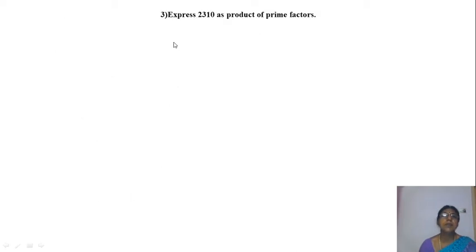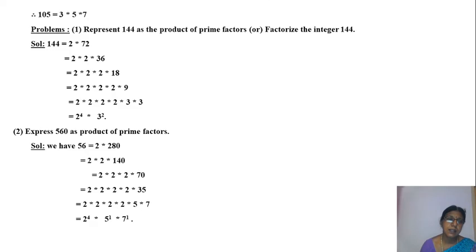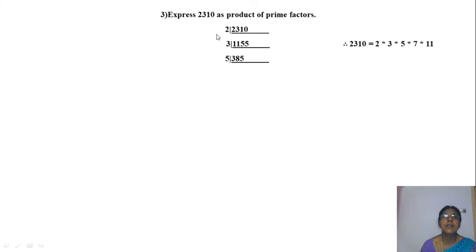Now you see the next one. Express 2010 as a product of prime factors. Okay. This is your choice. See this one. In the first two problems we have been given smaller numbers, 144 and 560. You follow this method, 2 into 2 into 2. Otherwise you can follow like this also.